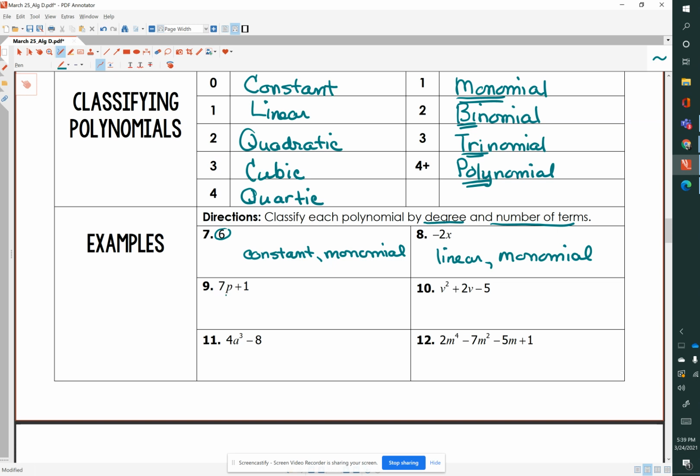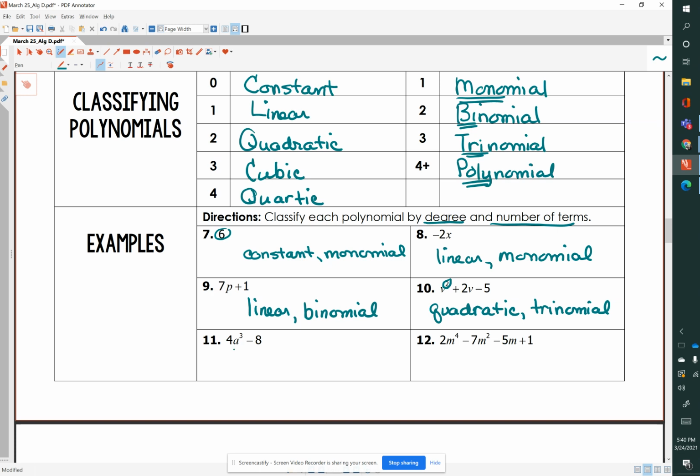Now, 7p plus 1 has 2 terms. It's a binomial, but when we look at the degree of the exponent, it is still linear. Its graph makes a straight line. And when we look at number 10, we've got a square. It's got a degree of 2, so it's a quadratic. And with 3 terms, it is a trinomial. And we'll be doing a lot with these for the rest of the year.